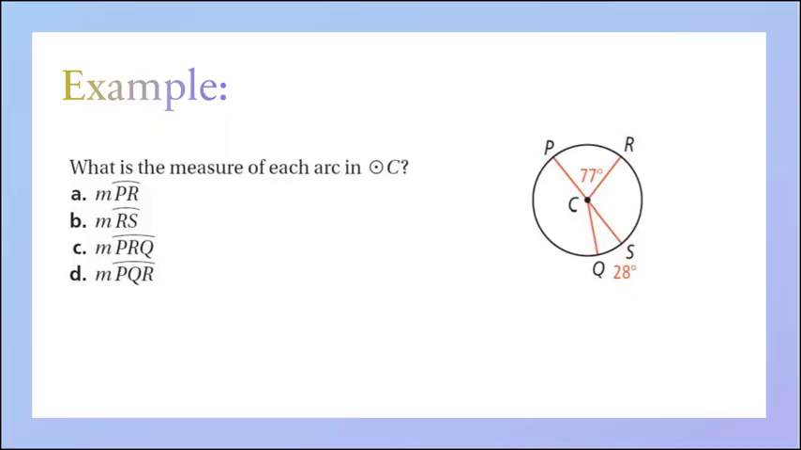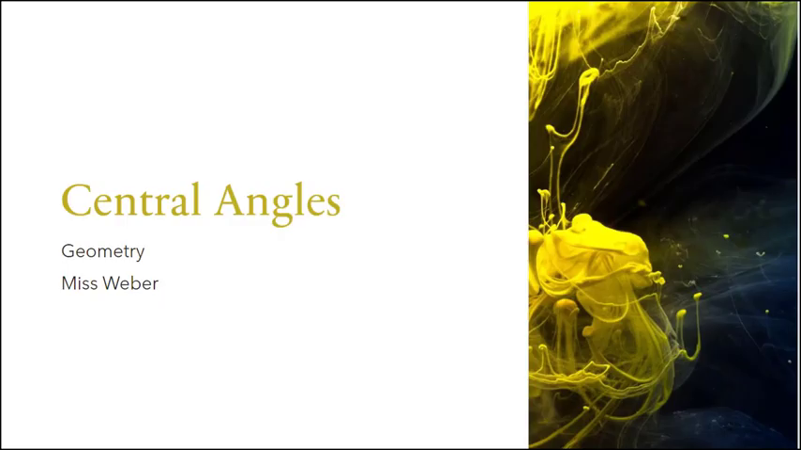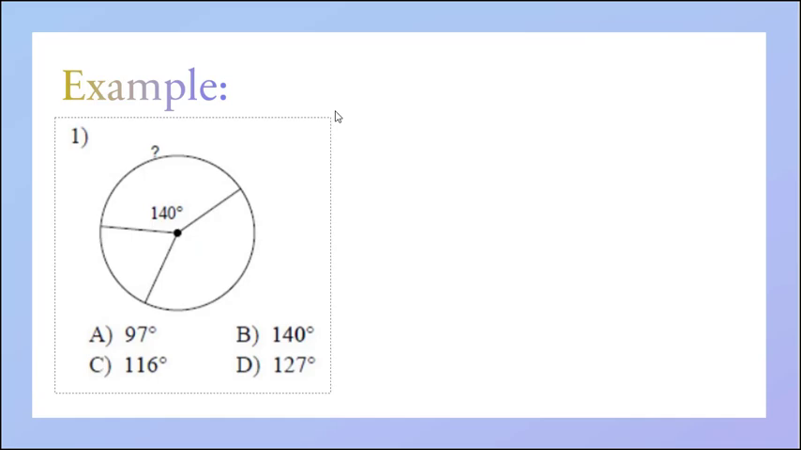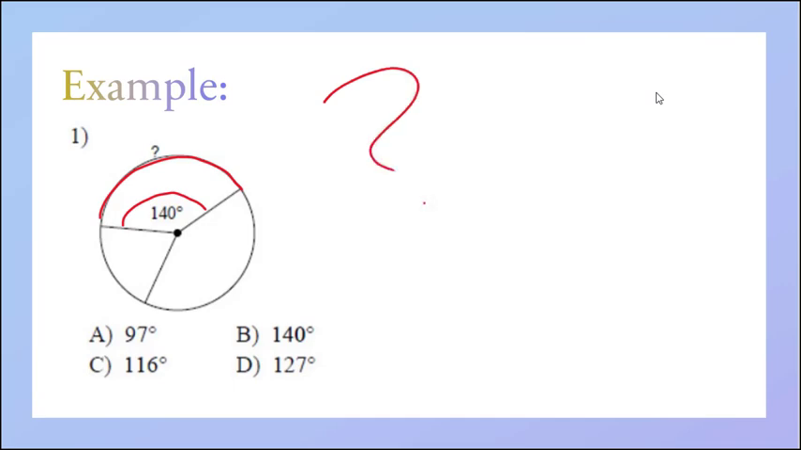Okay. The next topic is continuing about central angles. Remember, central angles, the vertex is touching the center. Here's a problem that is multiple choice. If this angle is 140, what is the arc? Since it's a central angle, it's equal: 140. Central angles, it's equal.